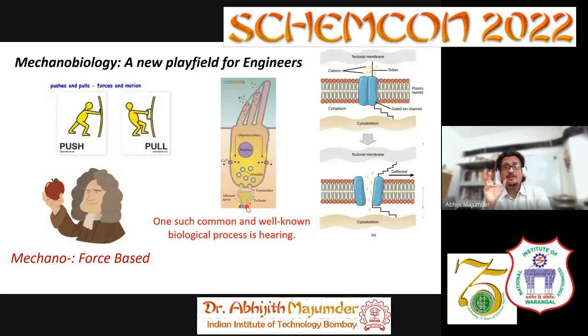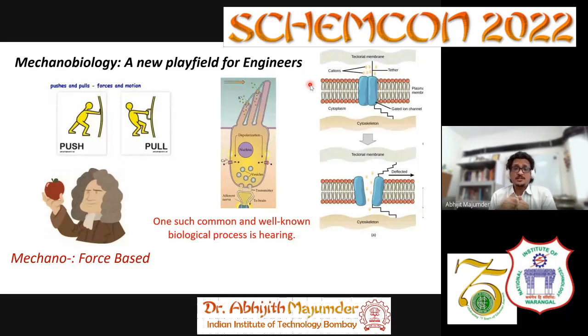So the hearing process starts with mechanics. And you can easily understand that we can differentiate between different pitch, different decibel, different volume level, because of these structures, that they bend differently depending on what kind of sound they are getting.